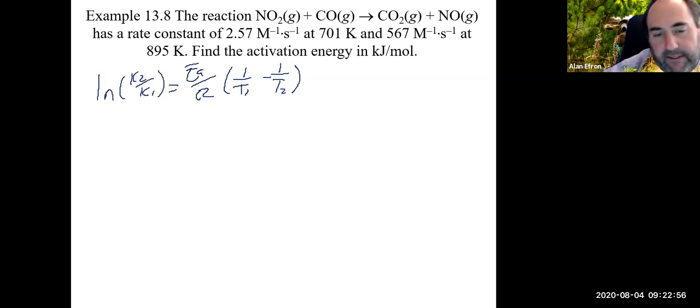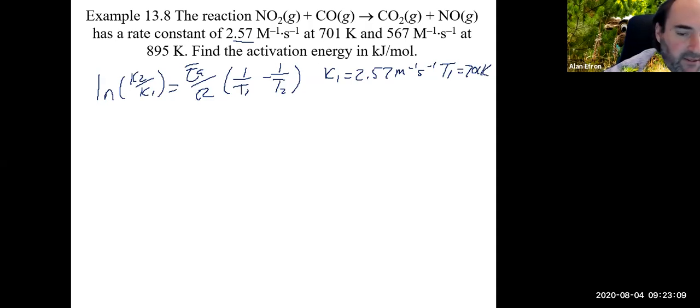So for example, if we go, okay, that's going to be our K1, which is 2.57. And since that's our K1, our T1 that should go with it is 701. It's already converted to Kelvin for us, so we don't have to worry about it. That would mean that my K2 would be 567. And because that's our K2, the temperature that goes with that should be our T2, which is 895. So we have pretty much everything we need to plug in here.